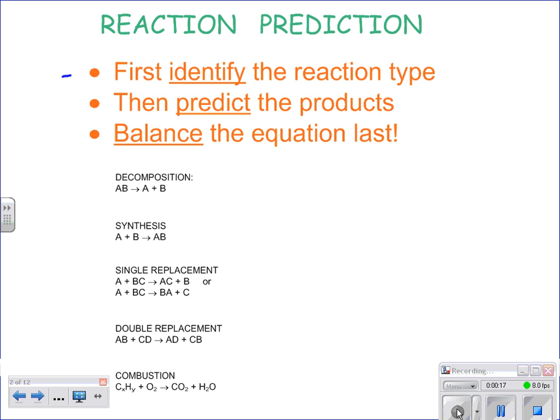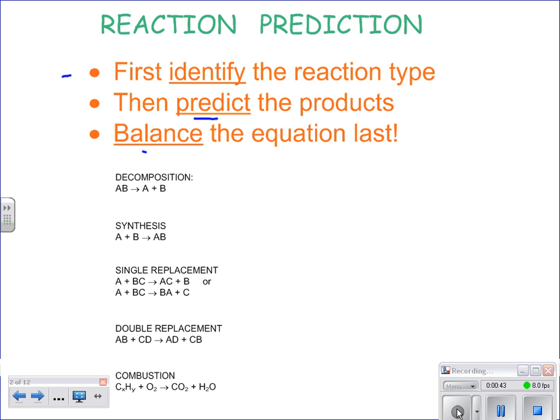Once you have determined your reaction type, I would go ahead and write the formulas. This isn't written here, but I would write the formulas for my reactants. You look at those, maybe that even helps you to identify the reaction type. But once you've got the formulas for your reactants, then you can go ahead and predict the products, and then always, always, always balance your equation. And that needs to be the last step. Never try and balance at the same time that you're writing down your formulas.